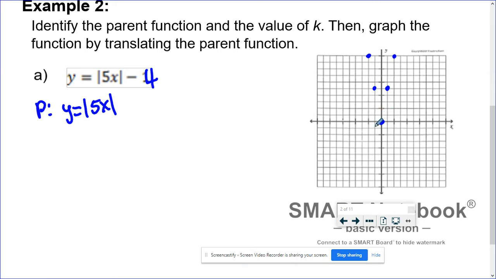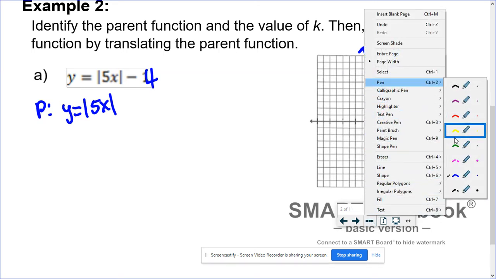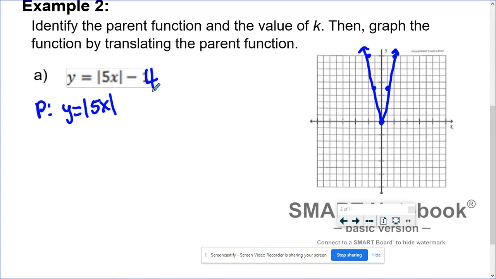All right. So that's y equals absolute value of 5x. But it was actually asking you to do absolute value of 5x minus 4. The minus 4, based on the rule we just talked about, means it's going to go down 4. So I'm just going to take each of the points that we plotted in blue and move them down 4. So 1, 2, 3, 4. Each of the five points goes down 1, 2, 3, 4.